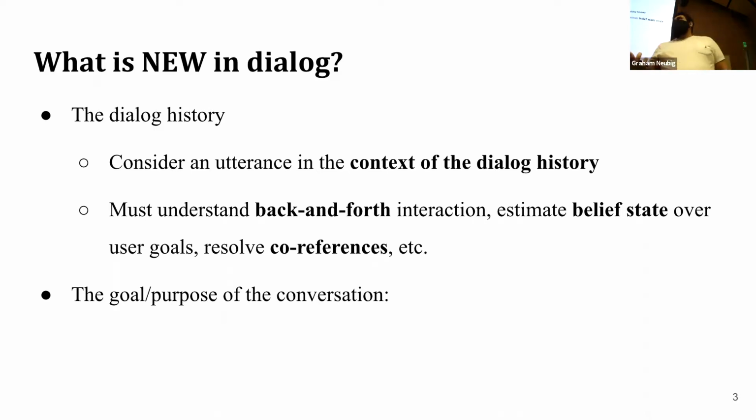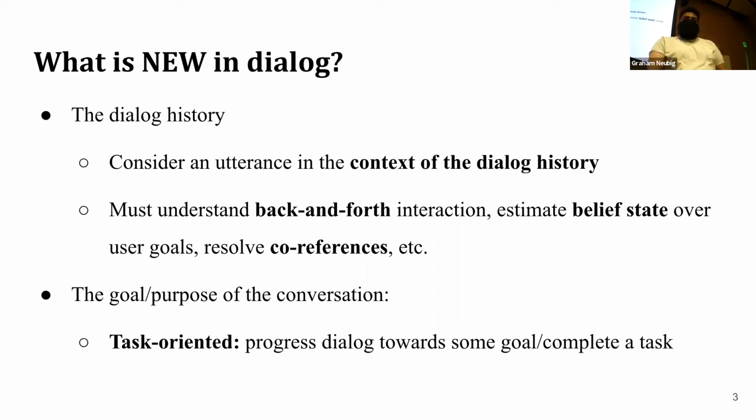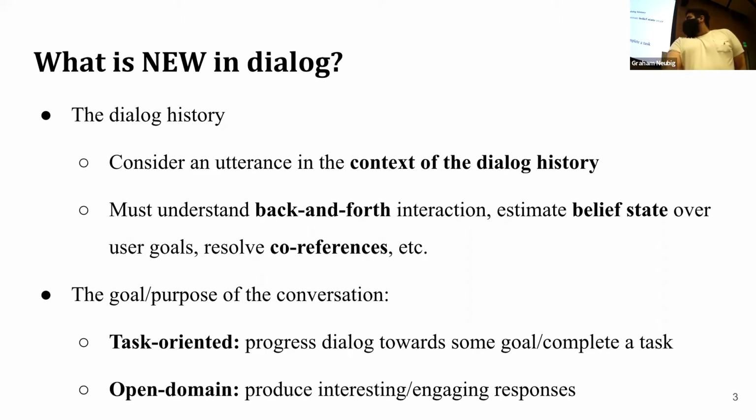The other thing that's new in dialogue, in addition to the dialogue history, is that there's often a communicative goal. There's a goal or a purpose to a conversation. In task-oriented dialogue, you often need to progress dialogue towards some goal or to complete a task. And in open domain dialogue, the goal of your dialogue system is to produce interesting and engaging responses.